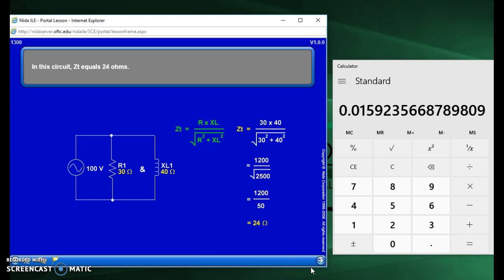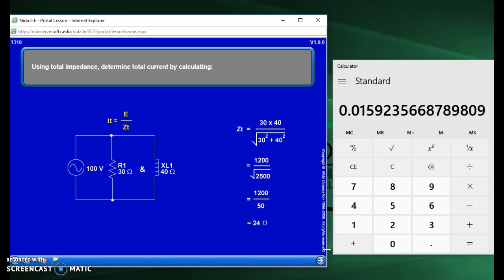So in this circuit, ZT equals 24 ohms. Now let's look at how they got that. They took the ohmic value of 30 and the XL value of 40. Up on top, they multiplied. On bottom, they squared each of those and got the square root, and came up with 1,200 over the square root of 2,500. That gave us 1,200 divided by 50, which equals 24. So there's the math, and we're about to apply it in an equation.